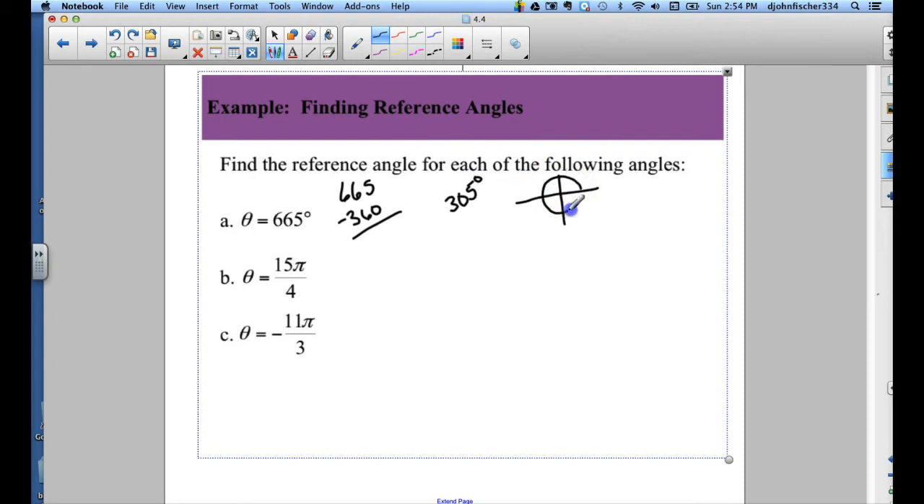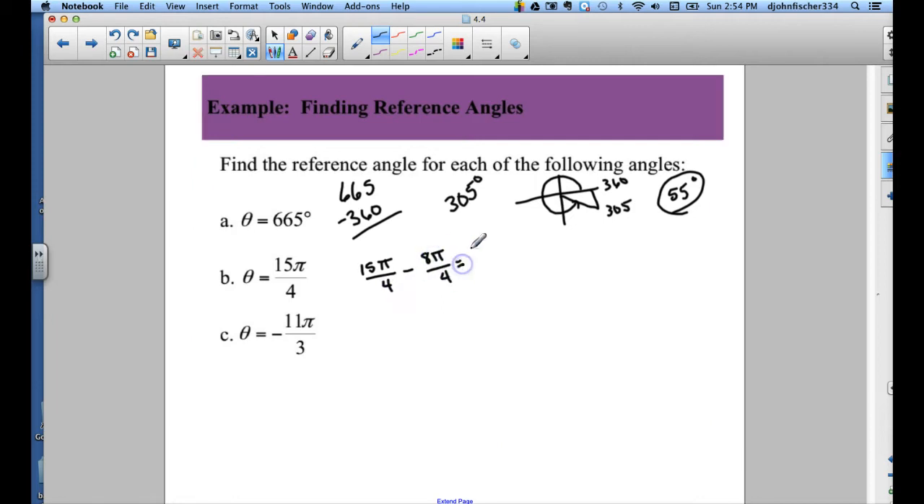Now the reference 305 is way over here. So if we say this is 360, this is 305, and if we subtract those, we're going to end up with 55 degrees. That's my reference angle. So if we have 15 pi over 4, and we're going to subtract 2 pi, so 8 pi over 4, we're going to get 7 pi over 4. Now that's less, and we just did that reference angle a little bit ago, 7 pi over 4, where the reference angle was pi over 4.